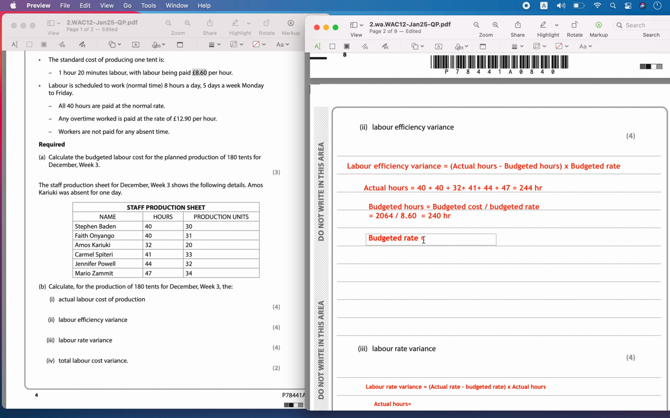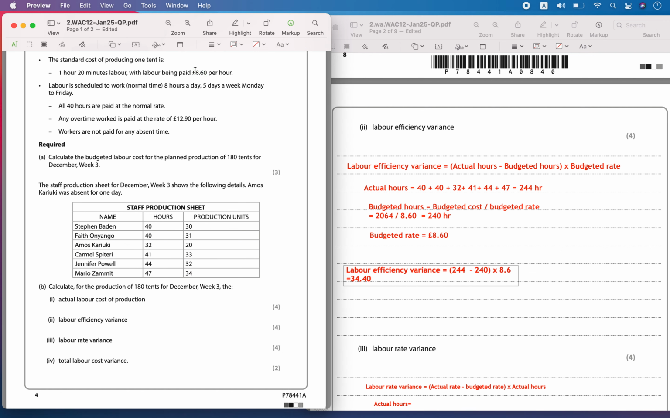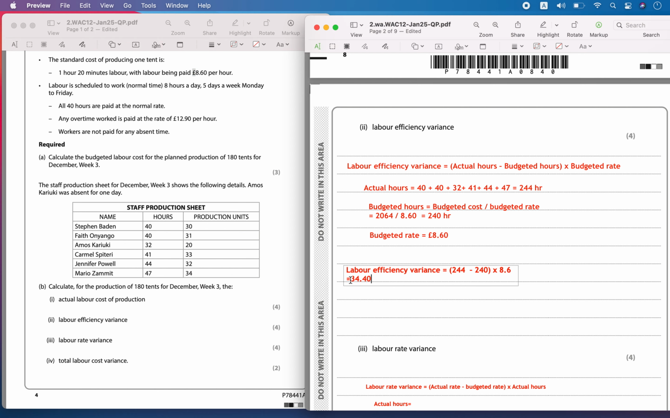Now using this formula, I am going to calculate the labor efficiency variance. The labor efficiency variance is equal to the actual hours, which is 244, minus the budgeted hours, which is 240, into the budgeted rate, which is 8.6. So let's calculate this. That is equal to 34.40 pounds.